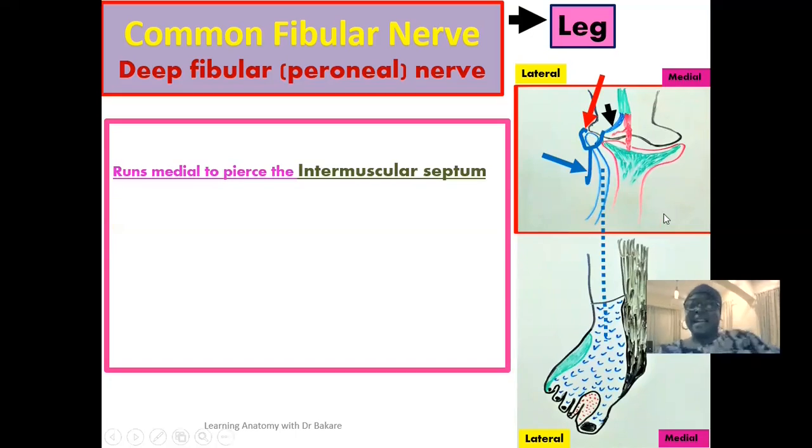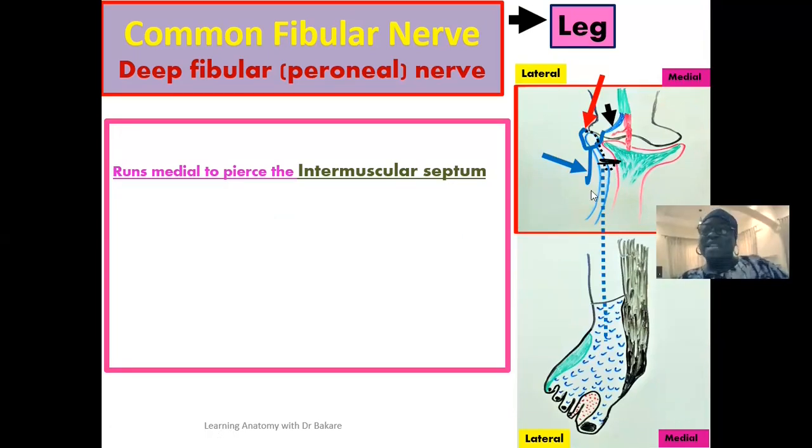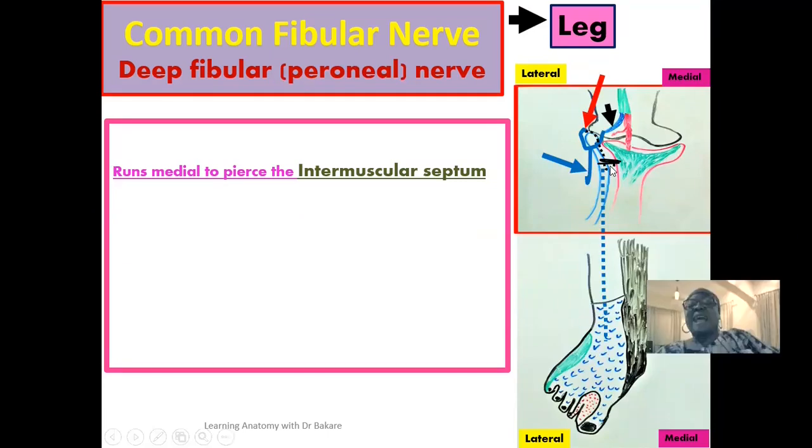So the deep fibular nerve is seen to run medially, and the essence of running medially is to be able to pierce the intermuscular septum. So you see it running medially, and at this point, you see it piercing the intermuscular septum. This intermuscular septum is highlighted here in black. It demarcates or separates muscles in the lateral compartment of the leg from the anterior compartment of the leg. And it is through this channel that the deep fibular nerve is able to access the anterior compartment of the leg.